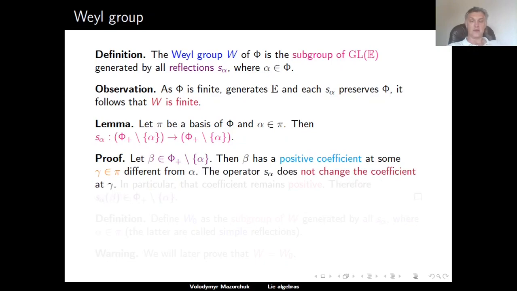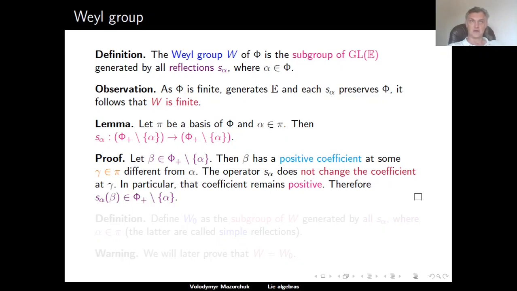And our linear operator S alpha does not change the coefficient at gamma, because S alpha of beta is beta minus a scalar multiple of alpha. The coefficient in gamma remains the same. Here it is important that pi is a basis of our vector space E, so the expression of a root as a linear combination of elements of the basis is unique. So in particular, it follows that the coefficient at gamma remains positive. Therefore, the corresponding root must be positive.